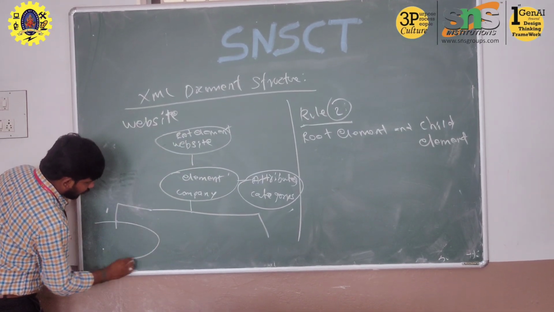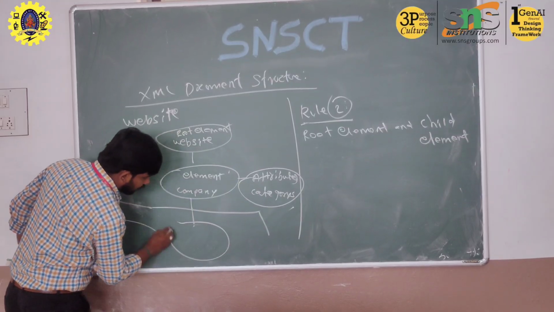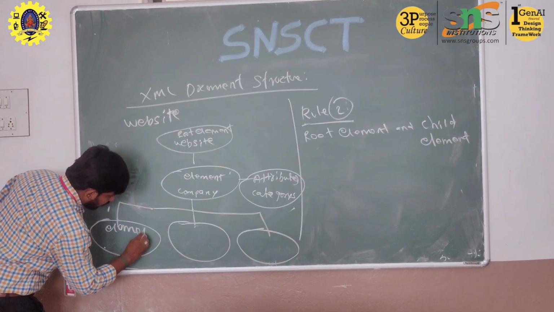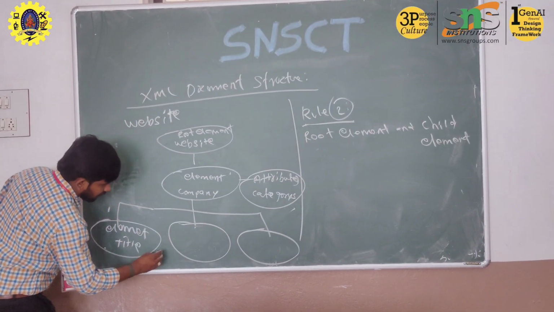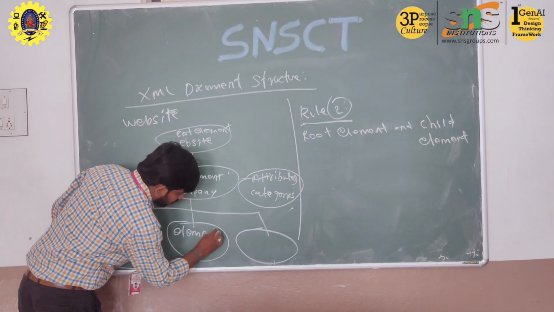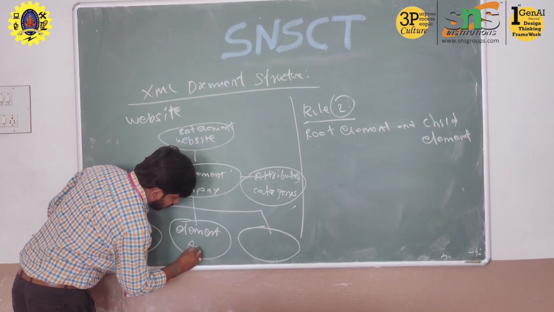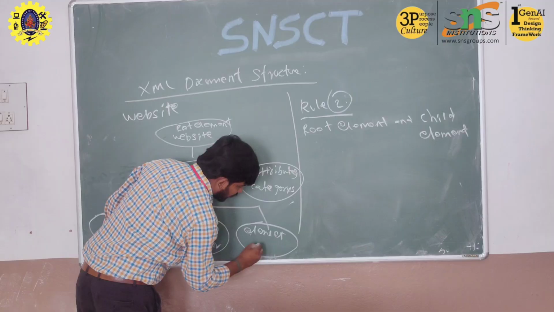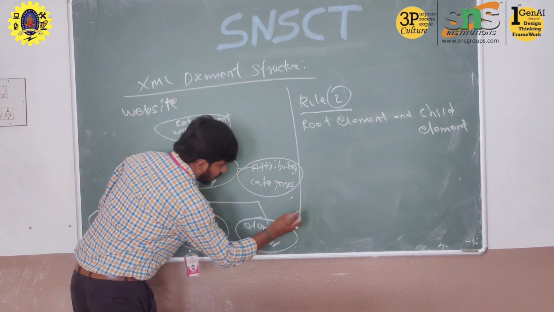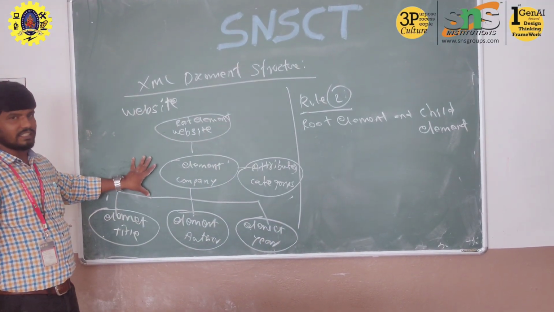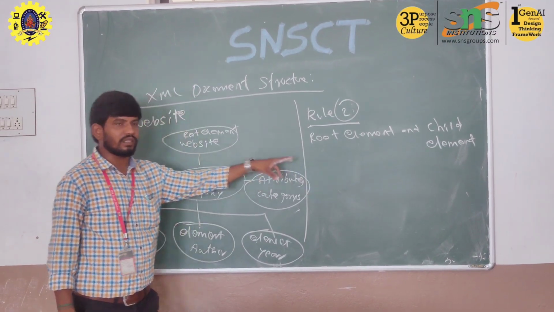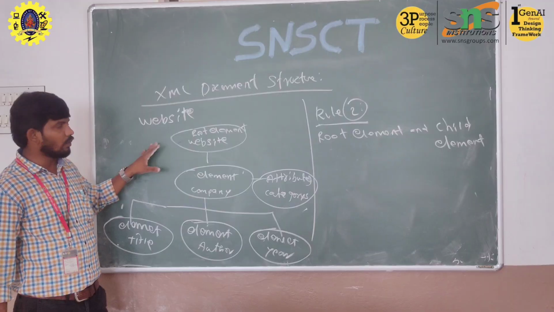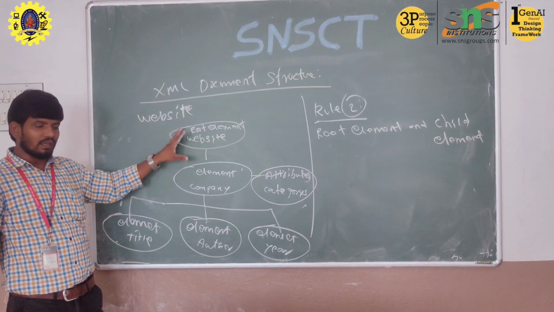As I said before, one XML document contains a number of elements. This is one element, and title is another element. Author is also an element, and another one is year. In this example, this is a tree structure: the root element and the child elements. Here website is the root element, and all the remaining ones are child elements. So this is rule number 2: each XML document can have a root element.